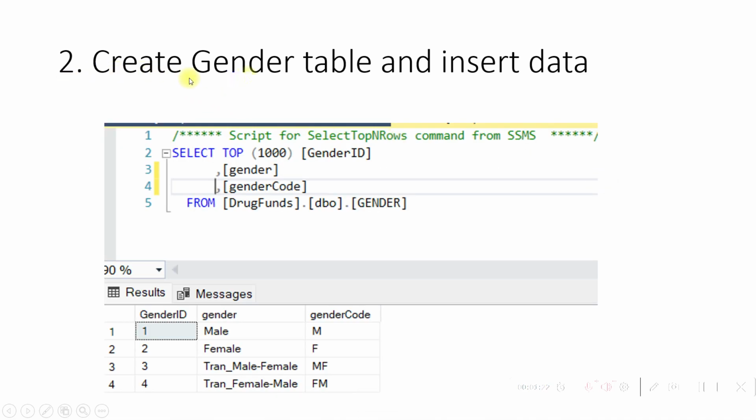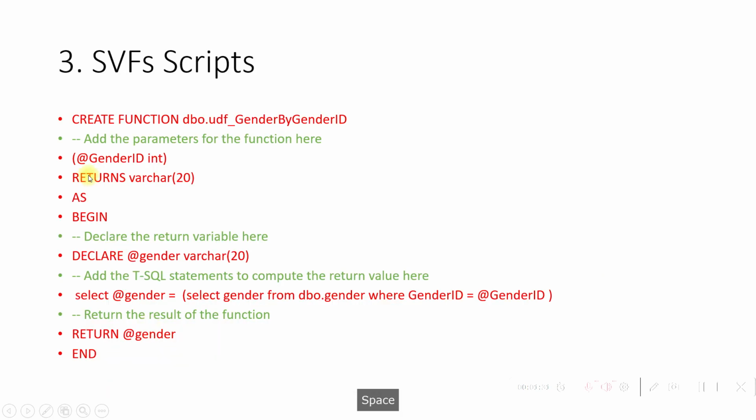Number 2, you need to create a gender table and insert data. Here's a sample of a gender table I created, and I inserted the gender ID 1 through 4. Next, you need to create the scripts.